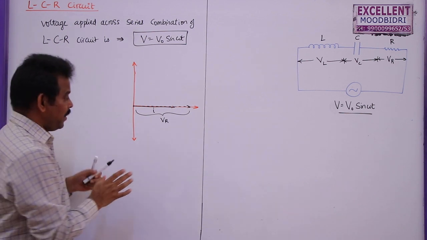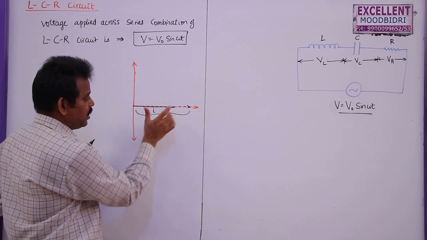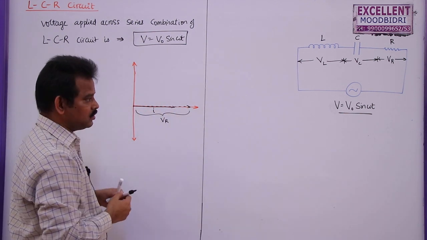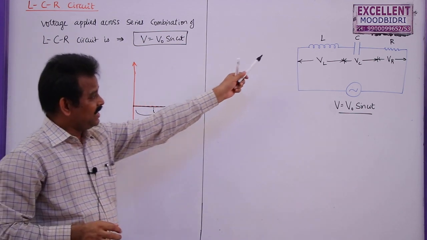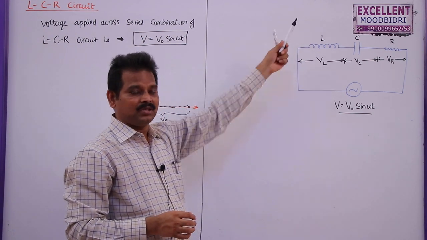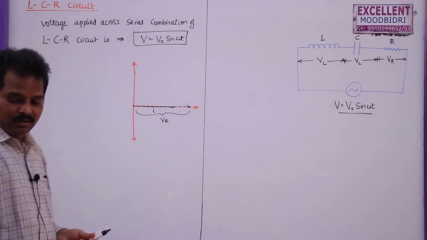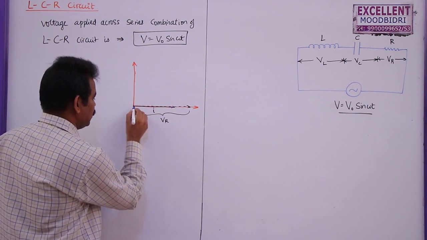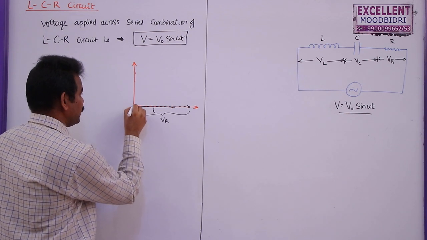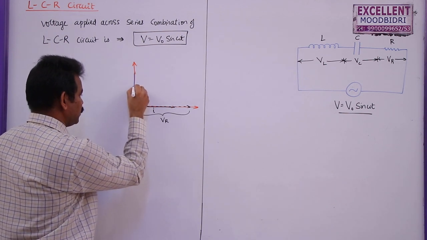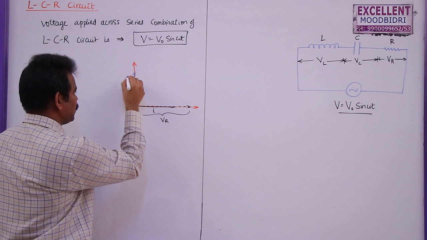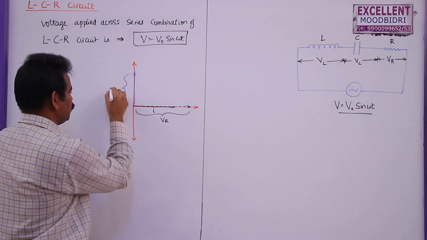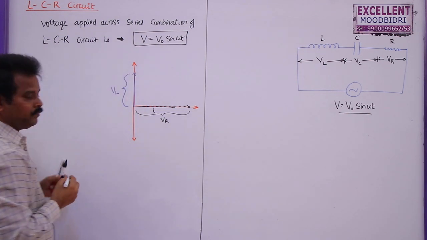So that means magnitude wise current is less, VR is more, but both are in the same phase. But in a pure inductor circuit, EMF leads the current. So for a pure inductor circuit, EMF leads the current. So this is the current. EMF leads by 90 degrees. So let me draw the VL here. So this is equal to VL here.